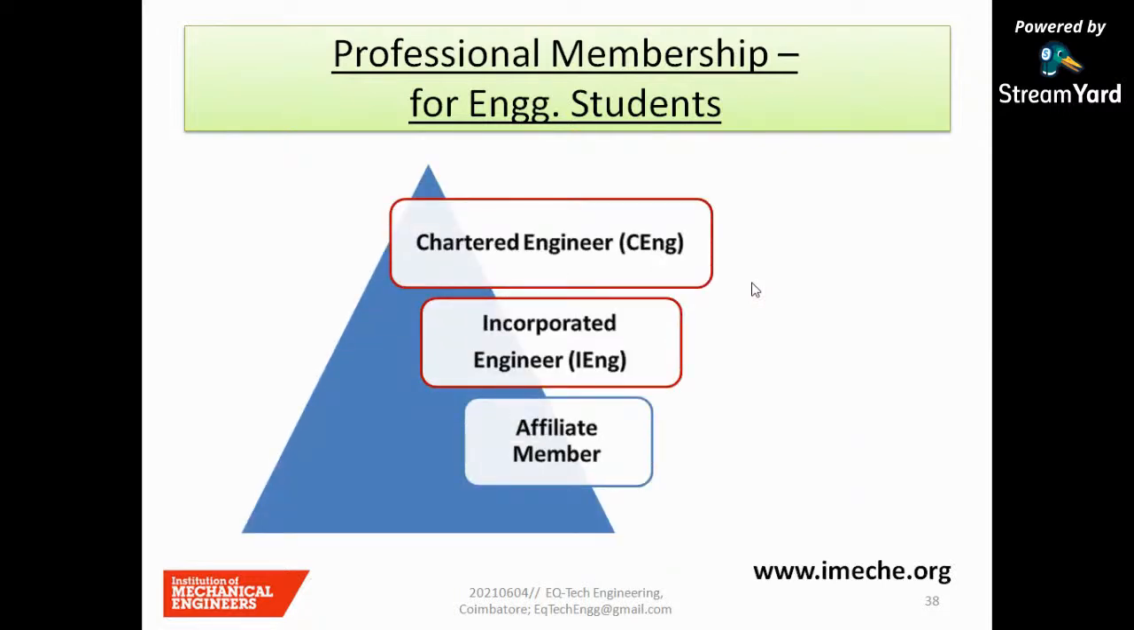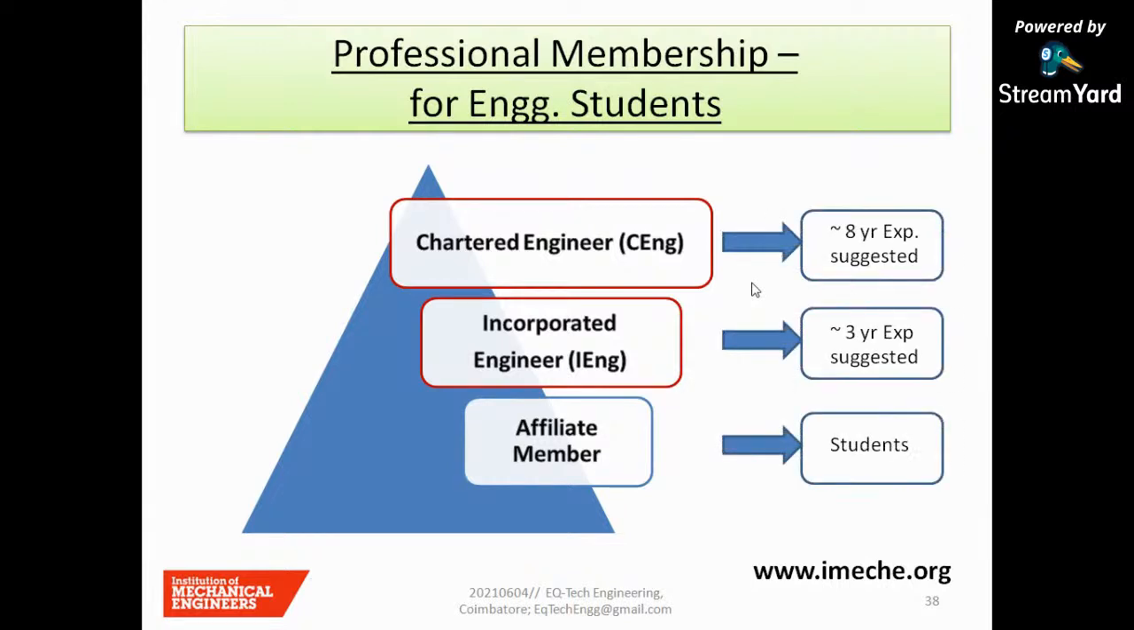Once you become an affiliate member, which is free of cost, the next level is incorporated engineer, and after that you'll be a chartered engineer. So students can become an affiliate member. Then after gaining 3 years of industry experience or academic experience, like professors or lecturers, you can opt for incorporated engineer. Then if you have some 8 years of experience, you can go for chartered engineer. Affiliate membership is free, whereas chartered engineer and incorporated engineer are on payment, with nominal fees depending on the geographical location and how much you earn.